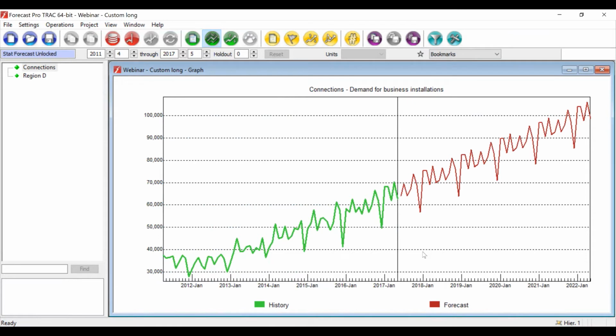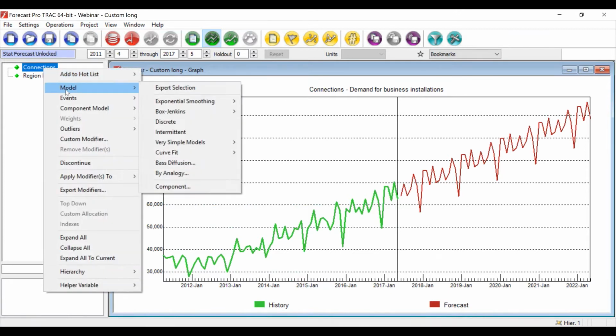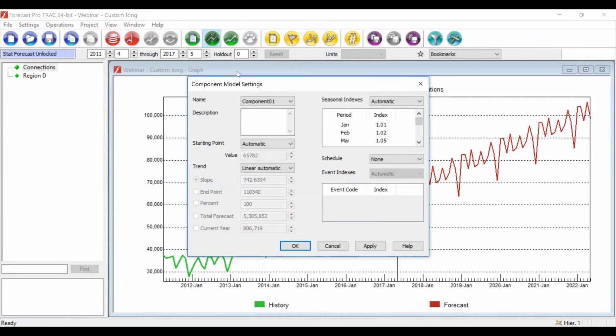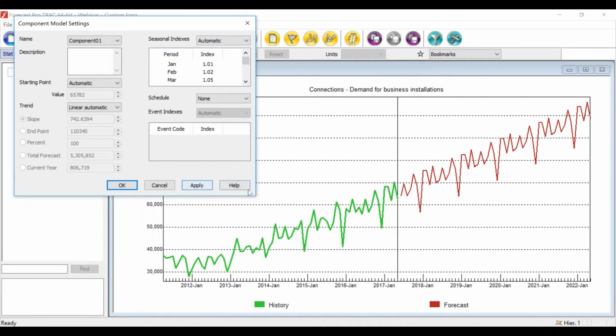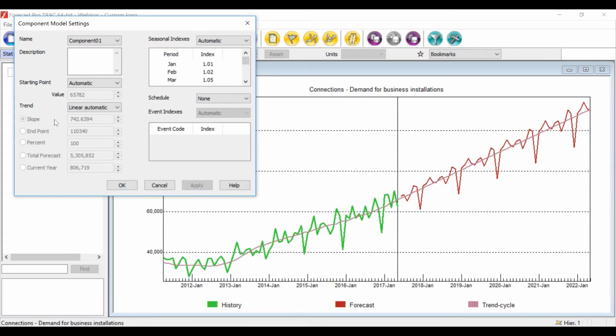Now, what is the custom component model, and why am I using this example? Okay, let's take a look. I'm going to bring up a dialog box here for the custom component model. The idea behind the model is that there are various different components to the forecast. One component is what I might call the starting point. You can see here, starting point. And that's where the forecast begins. So that's the point right here.